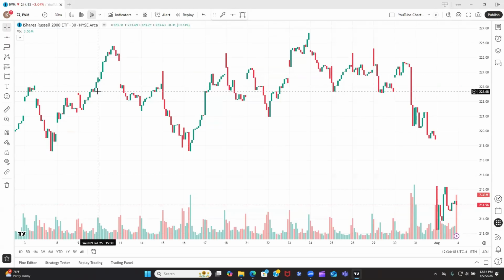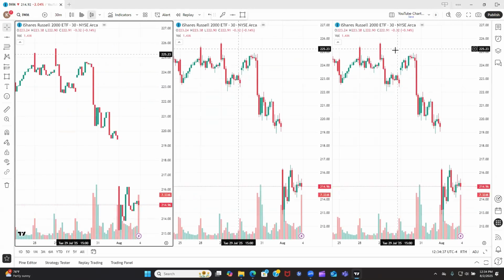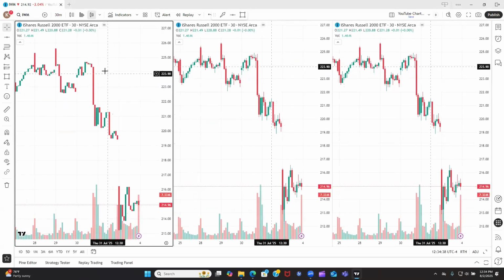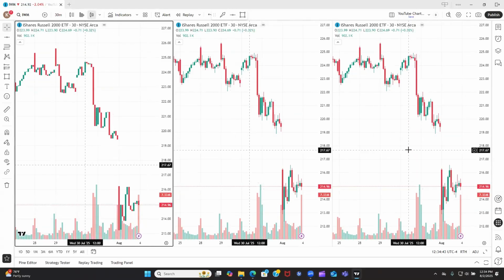Again, as I mentioned, I like to have 3 charts in one screen. In order to do that, we need to go up to the layout setup here and click 3. Right, so we have multiple choices. It looks like it goes all the way to 16, but all I need is 3. As we choose 3, we have a far left, a middle, and a right.